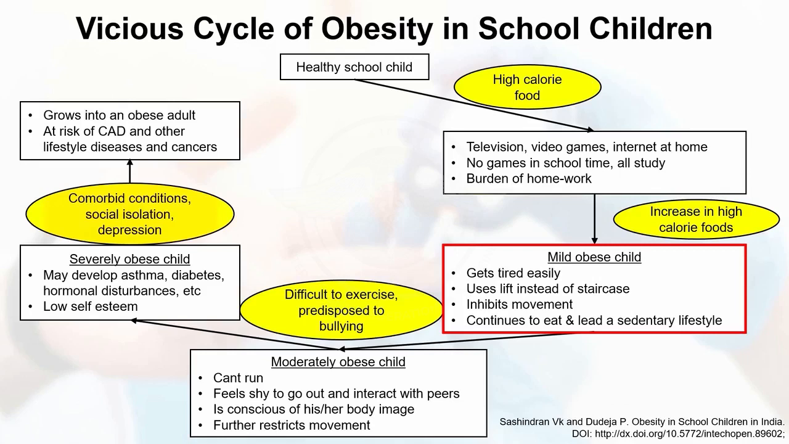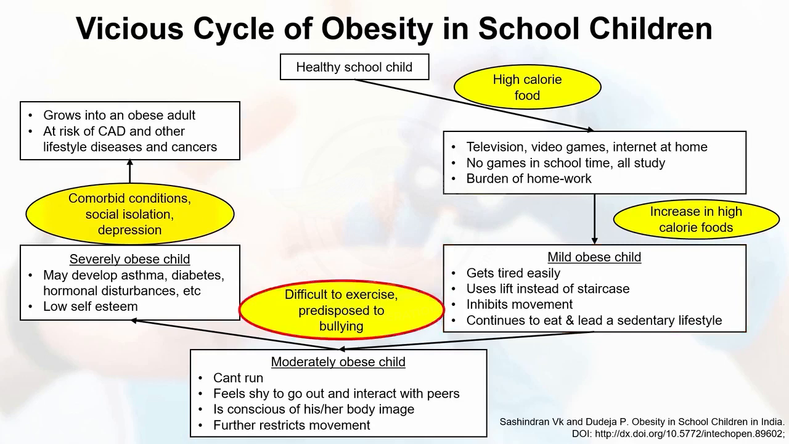Now, what happens to the mildly obese child? It's a vicious cycle. Once the child is mildly obese, he gets tired easily, and then he stops exercising, uses the lift, his movements are inhibited, and so, as we just discussed about the balance, he's not expending any calories. He's going on eating more, and therefore his weight increases. Now he continues with a sedentary lifestyle.